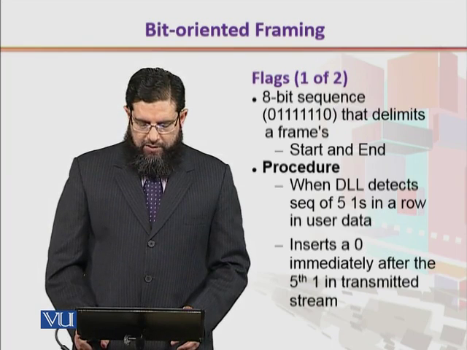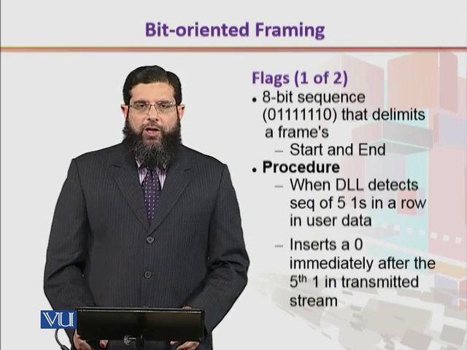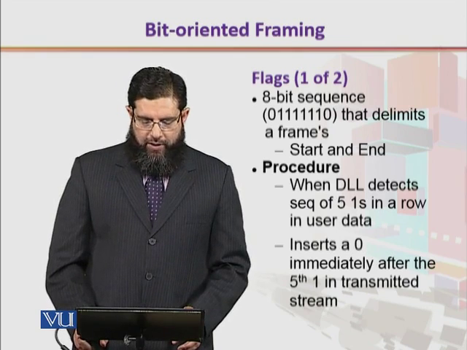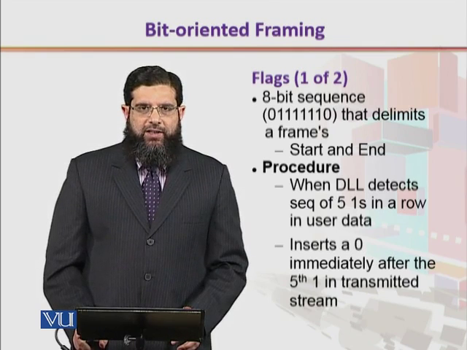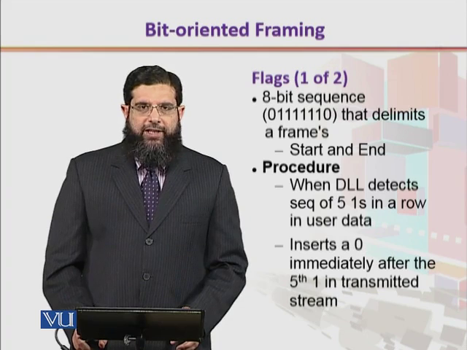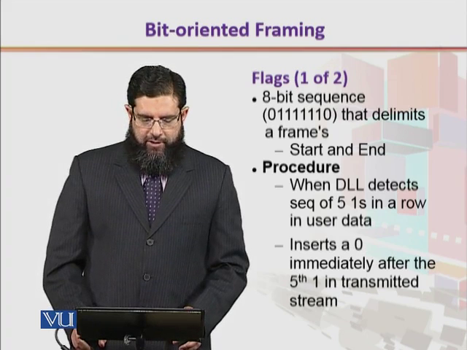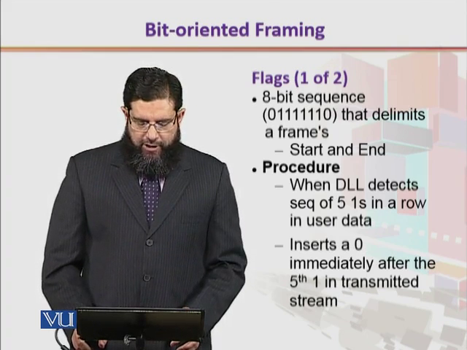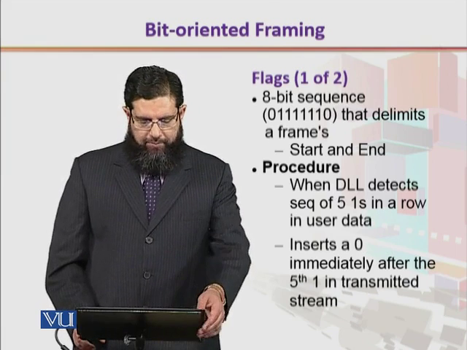That is, when the data link layer detects a contiguous sequence of 5 ones in a row, in order to prevent the 6th one and a 0 appearing, that could possibly lead to a problem because it could be the start or end of a frame in bit-oriented framing, a 0 is stuffed immediately after the 5th one in the transmitted stream.